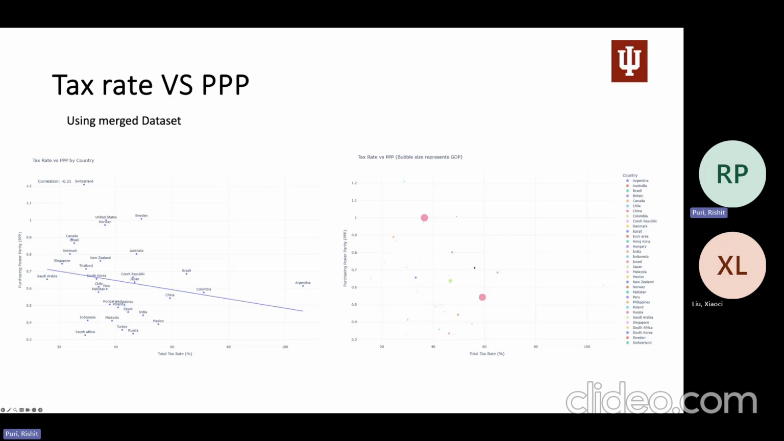As we can see from the first figure, the total tax rate and the purchasing power parity relationship has been shown, with Switzerland at the very top and Argentina at the very far end. In the second figure, a bubble chart has been shown to demonstrate the same purchasing power parity against the total tax rate in that particular country. In this figure, the size of the bubble shows the size of the GDP of that country. The two big circles we see here are the countries denoting India and China.